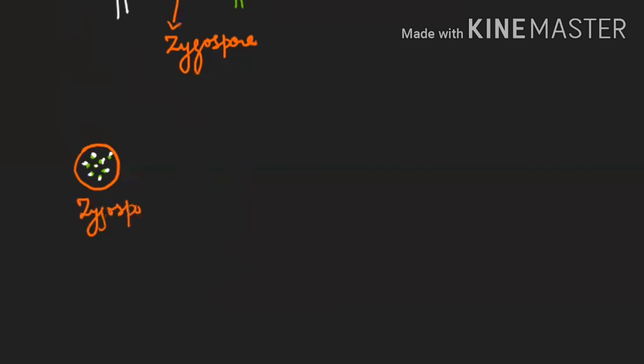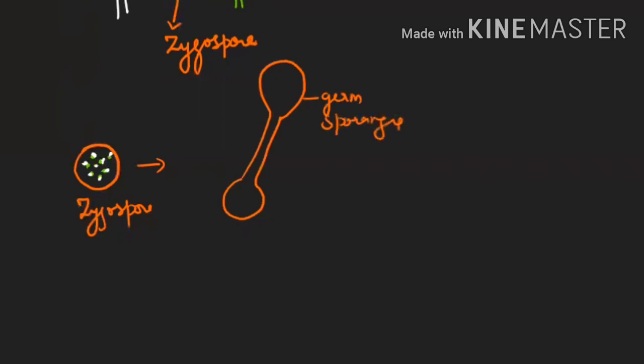The zygospore will germinate to form again one germ sporangium. So this is the germ sporangium. And inside the germ sporangium, meiosis will occur. This is the site where meiosis will occur.